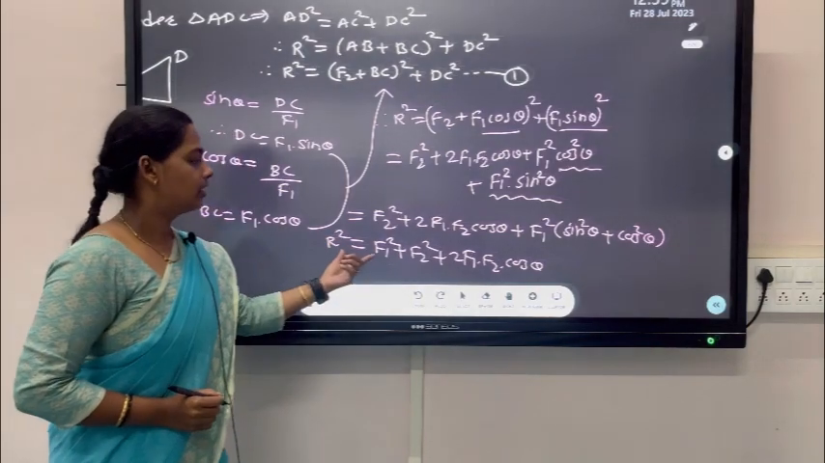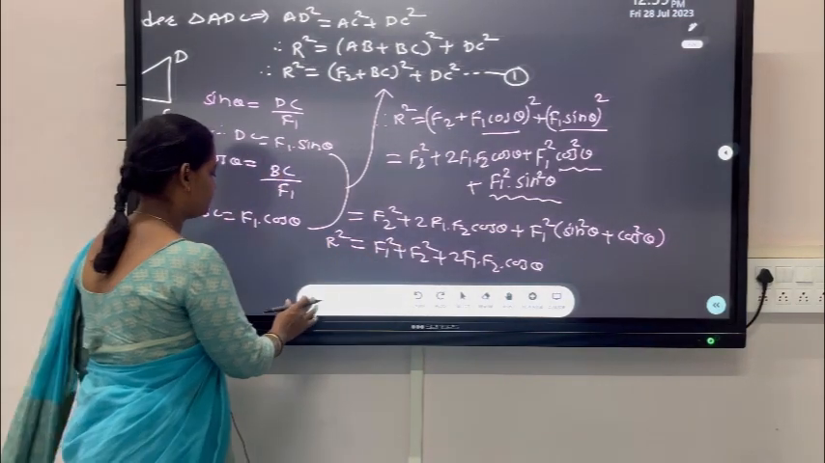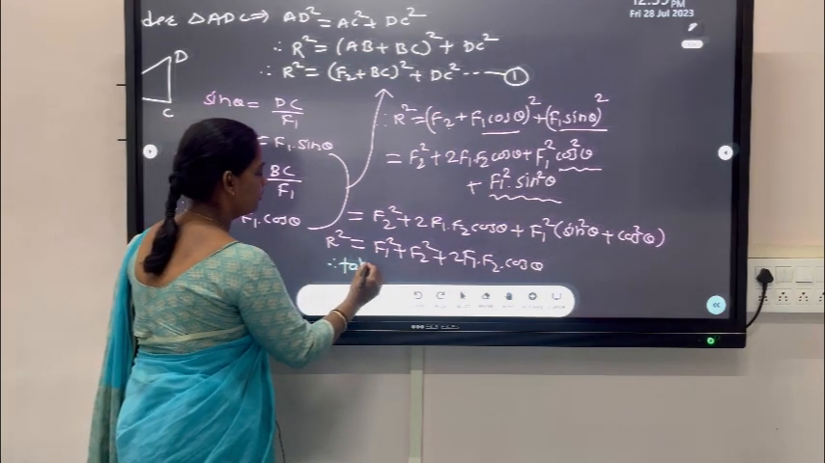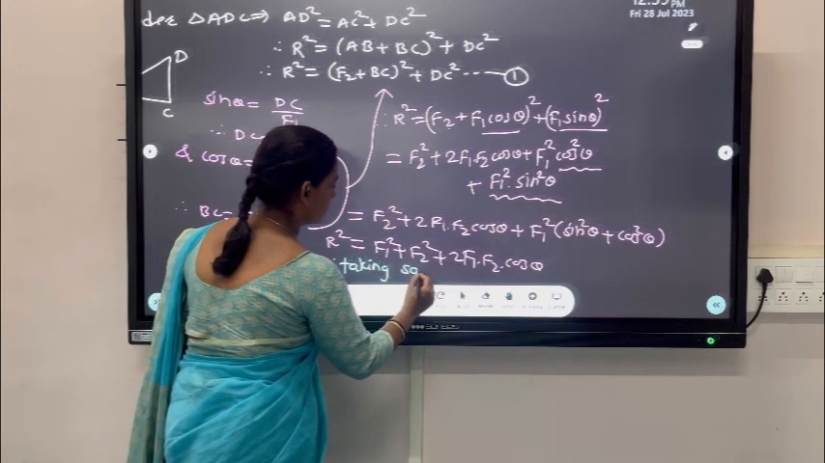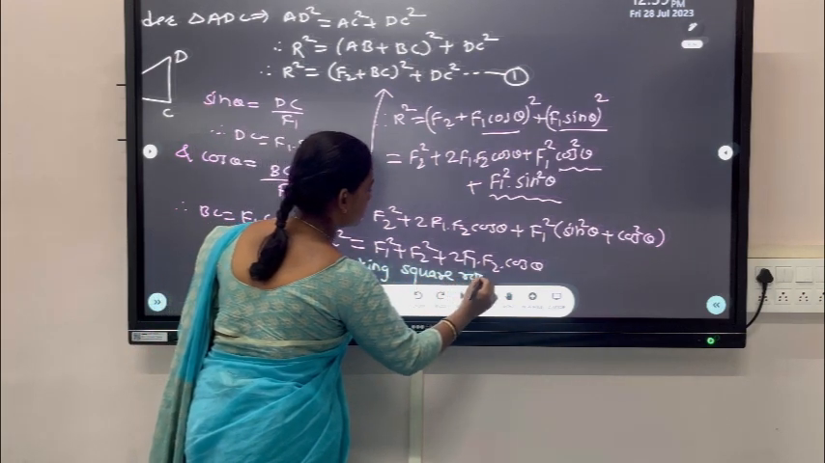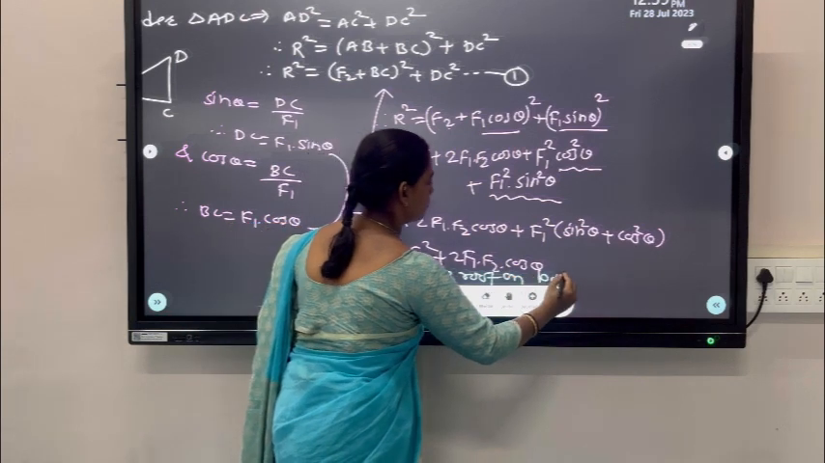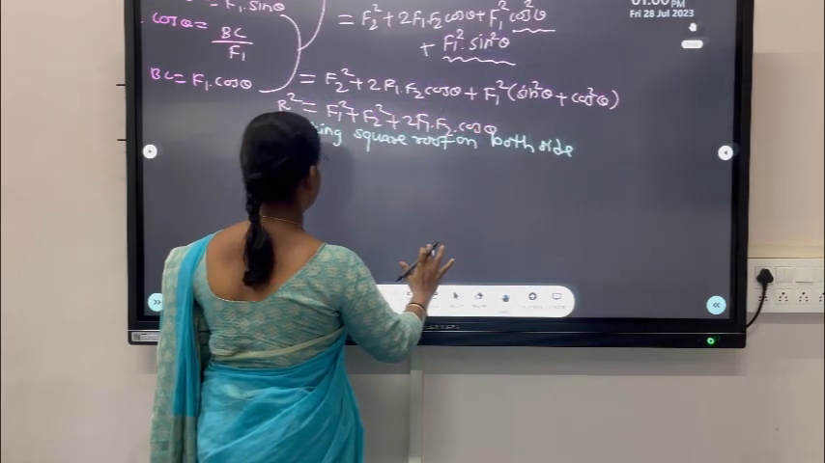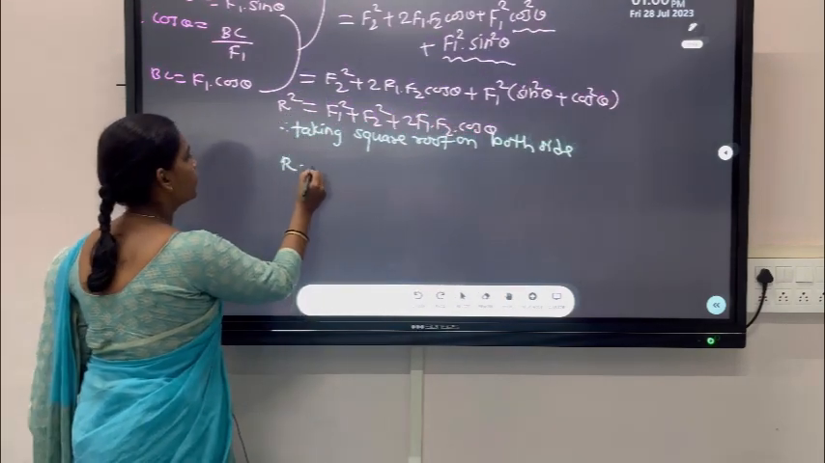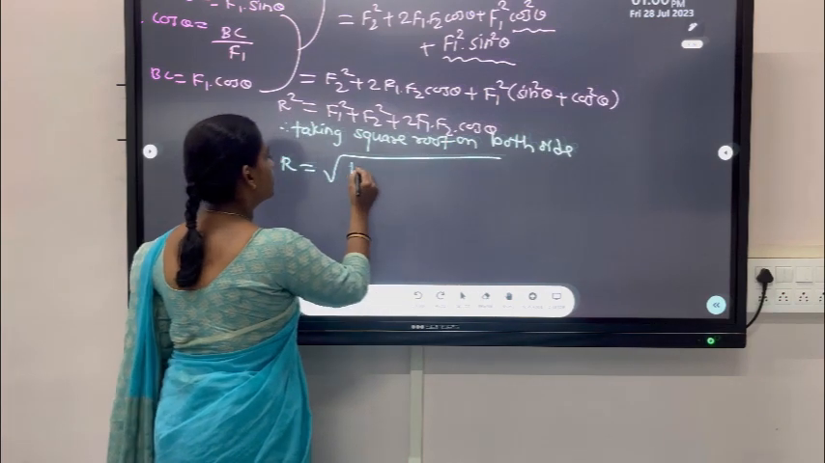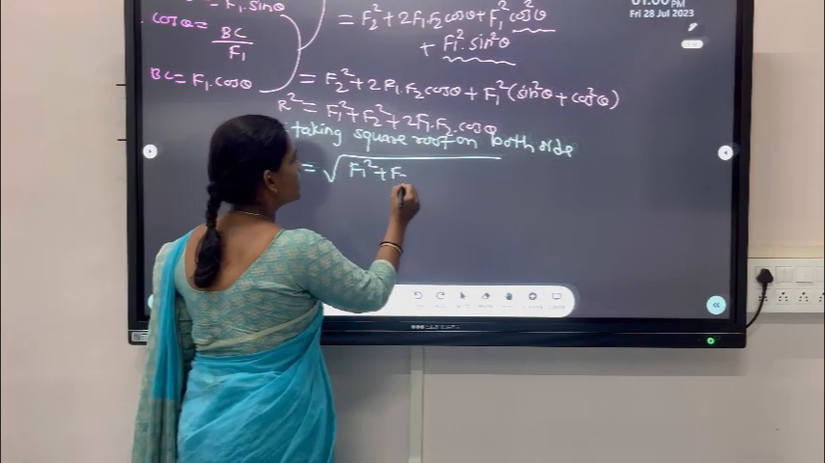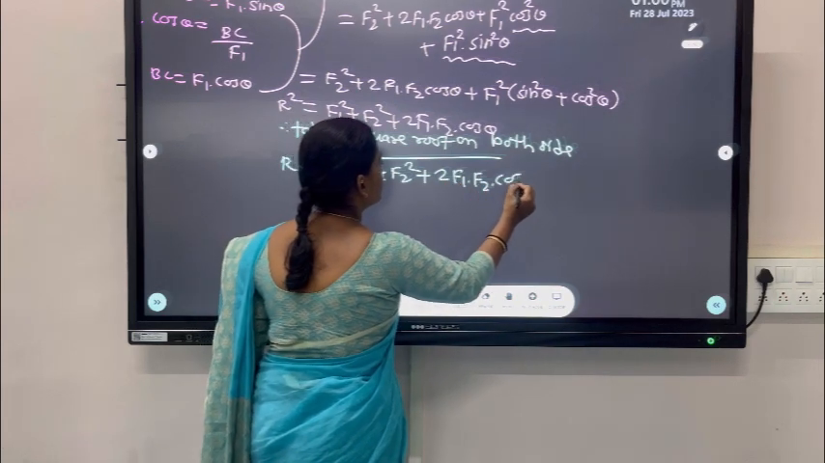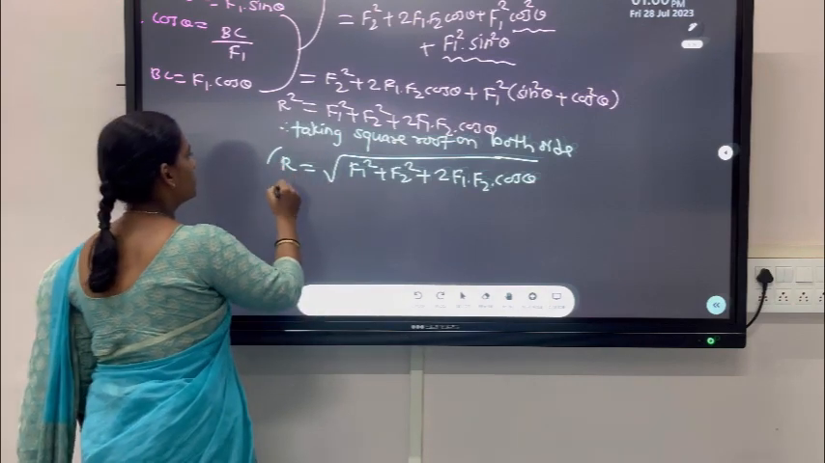So just take the square root on both sides. Therefore, taking square root on both sides, R is equal to under root F1 square plus F2 square plus 2 times F1 into F2 into cos of theta, hence proved.